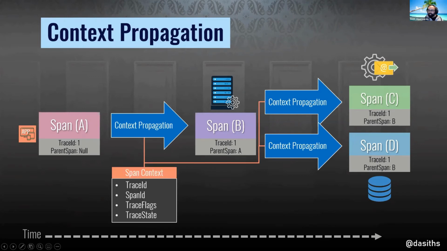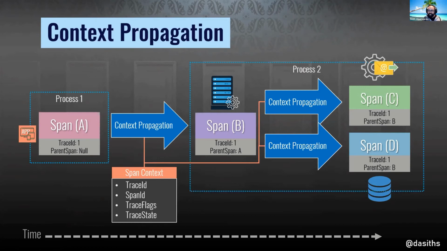There are 2 things happening here. One is they all propagate the context. In this case, what type of information do we need in the context to maintain these relationships? We need the trace ID. We need the span ID. In this case, the span ID is the parent span ID in relation to where you are. In relation to B, the parent is A. In relation to C and D, the parent is B. Then you have some trace flags and trace states. These carry some additional information about the trace, which I won't go into right now.